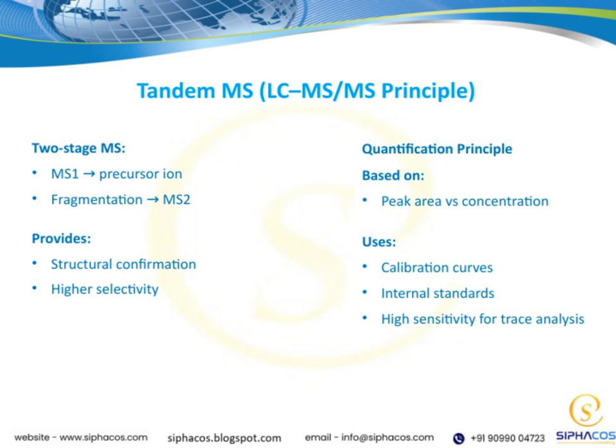The second stage, MS2, analyzes these fragments, providing us with detailed structural information. This two-stage process not only enhances sensitivity, but also offers structural confirmation of the analyte, ensuring we're accurately identifying the compound. Plus, it significantly increases the selectivity of our analysis, helping us distinguish our target analyte from complex sample matrices. Overall, these principles and techniques are key to achieving precise, reliable, and sensitive quantification in our analytical workflows.